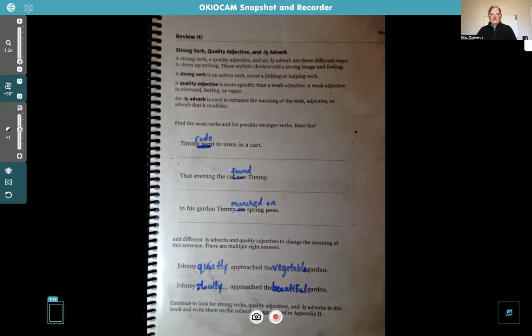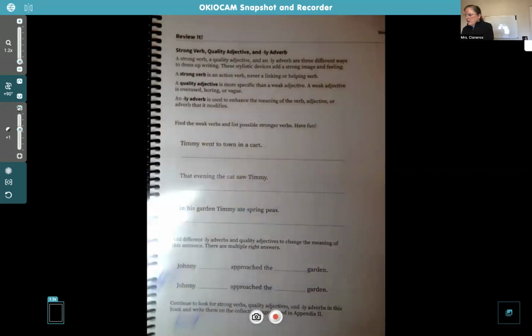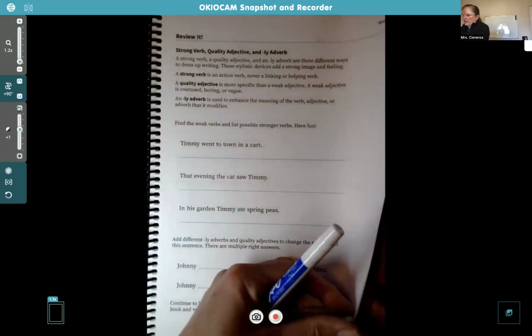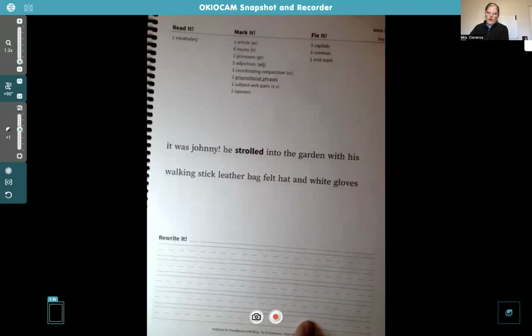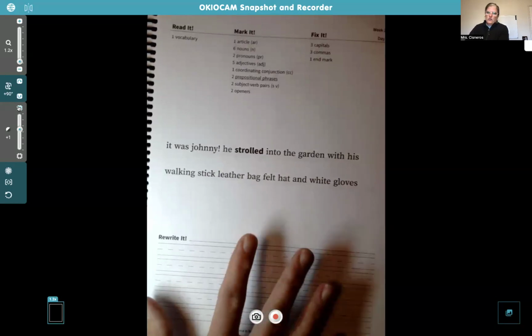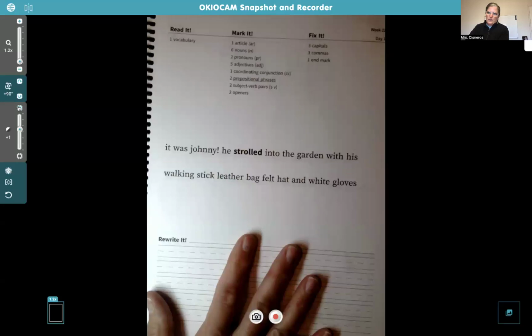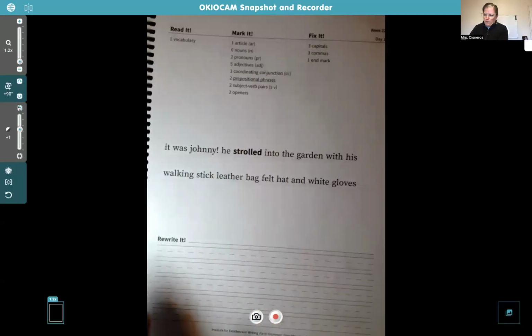And at the very bottom, it's basically telling you at the back of this book, there's a place to keep track of your favorite strong verbs, quality adjectives, and ly adverbs. At the very back of the book, there's a place to make a list. So you can use that if you want, but you don't have to. I'm going to assign the next pages for your homework, which will begin on page 129 here. So you're going to do page 129, 130, 131, and 132. And I'll make sure to put the answer key in with your assignment. So that's what you're going to do for grammar this week.